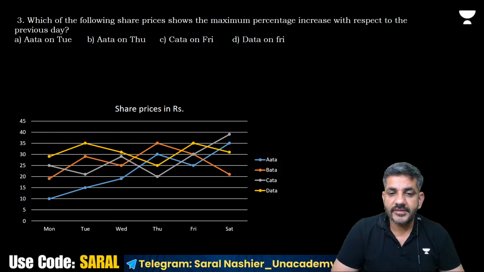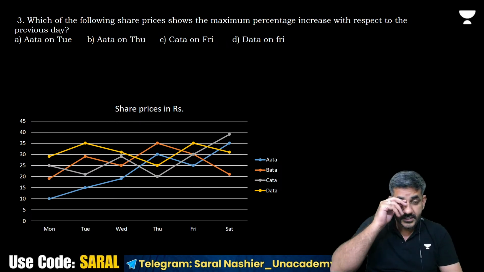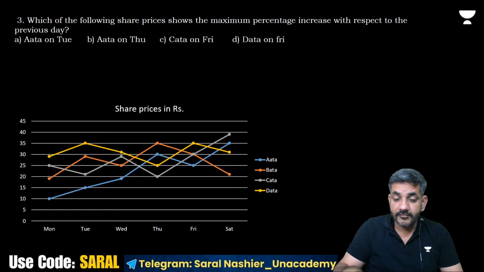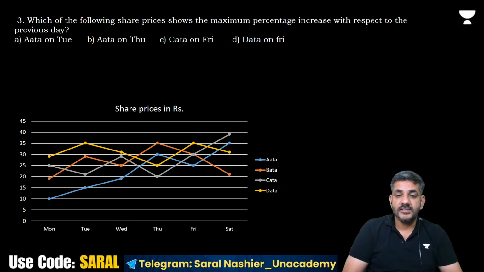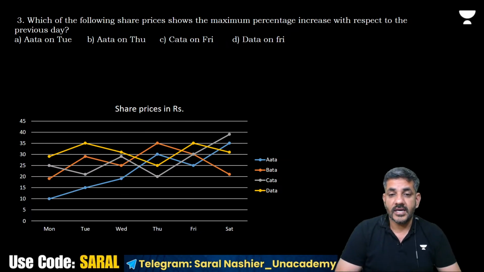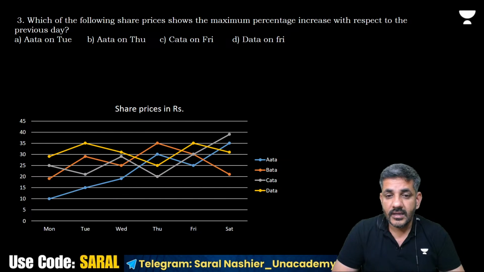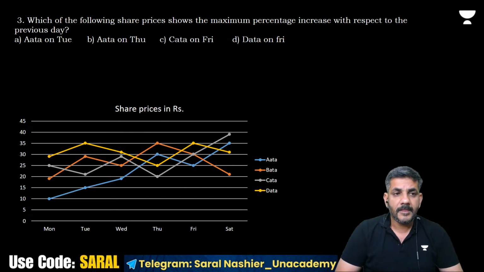So did A have the maximum percentage increase with respect to the previous day on Thursday, or C on Friday, or D on Friday? Which one is correct this time? Once again, can I see some answers? Ayush Deora, Sahil Patel, Sakshi Singh, anyone else? Sahil Patel has already answered. He says option B, that is Atta on Thursday.